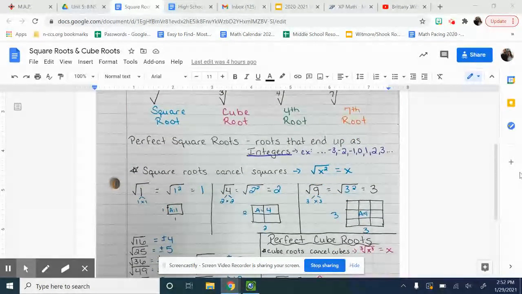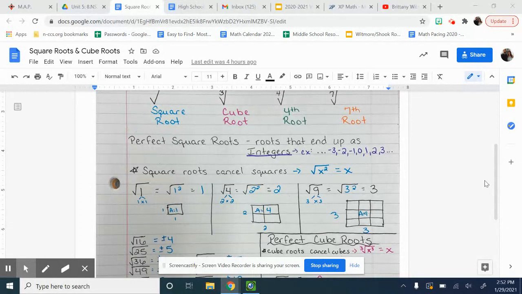Perfect square roots are the opposite of your perfect squares. You go the other way. So roots that end up as integers. And remember, integers are your negative numbers and positive numbers that do not include decimal fractions, like -3, -2, -1, 0, 1, 2, 3, on and on in both directions.